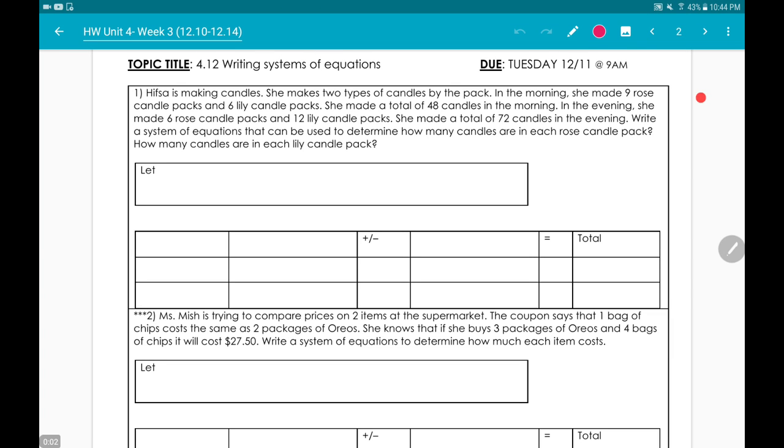Hi guys, so this video is writing systems of equations. This is a preview and a recap for Tuesday's lesson. So let's start by annotating our question.